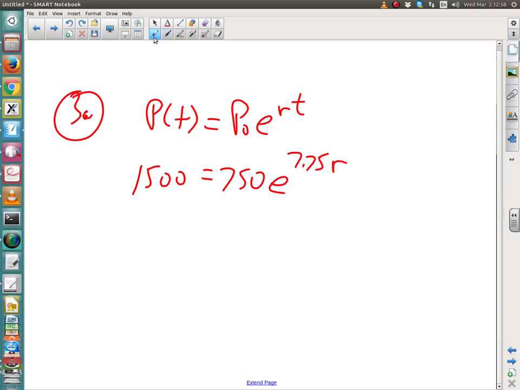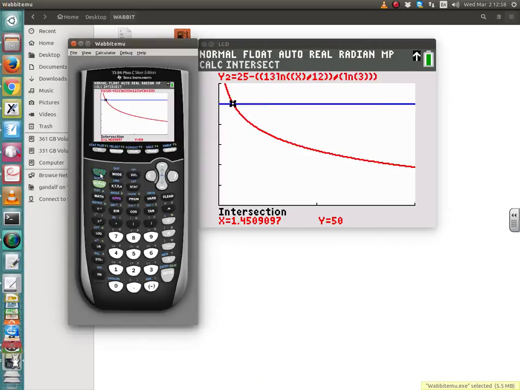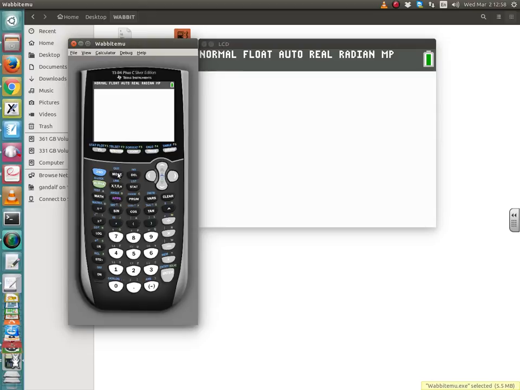So how do you solve this equation for R? Divide both sides by 750, and ln both sides, and then divide. R is the ln of 2 divided by 7.75. What is that? Let's see on the calculator how big that interest rate is. ln of 2 over 7.75 is 0.08943. Now, if you want, you should really write that as a percent.